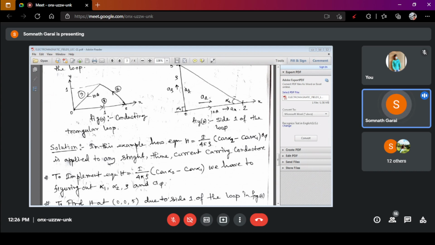So this is one of the implementations of this law. Okay, got my points?